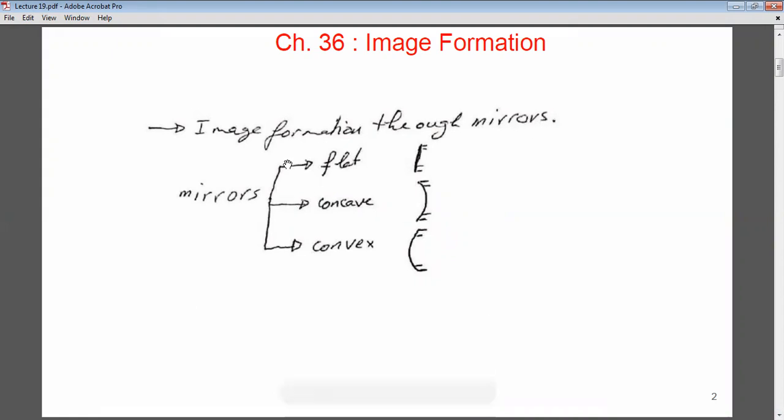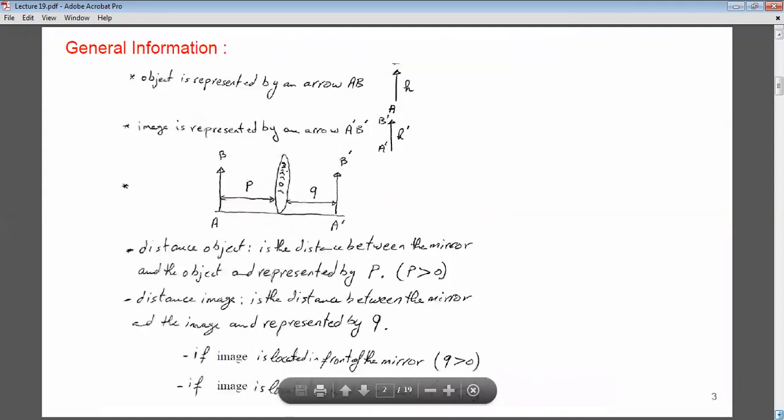There are three types of mirrors that we will be dealing with. This is a flat mirror. We will show it like this. A concave mirror, we will represent it like this, and a convex mirror that we represent like this.